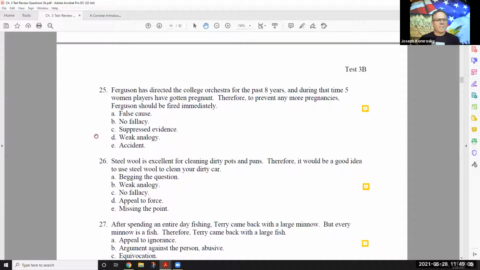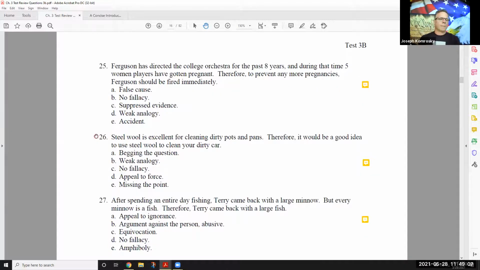25. Ferguson has directed the college orchestra for the past 8 years. And during that time, 5 women players have gotten pregnant. Therefore, to prevent any more pregnancies, Ferguson should be fired immediately. Okay. So this one, we've already went over with the McDonald's example. This is a false cause.